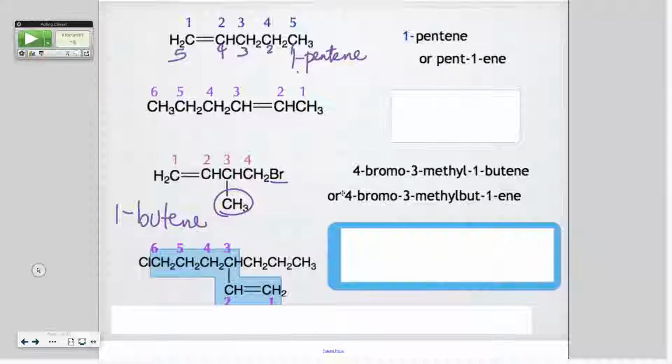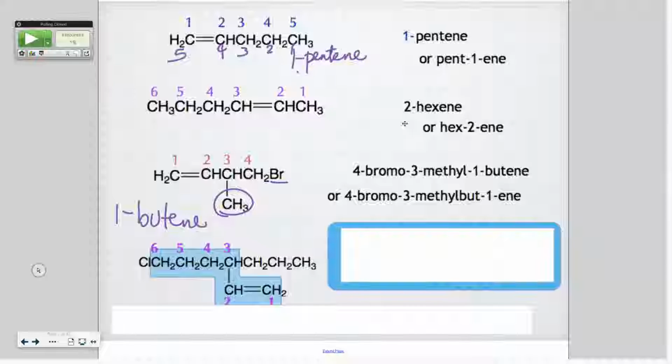So what's the name of this one? The second one. 2-hexene, or hex-2-ene. Whichever one you want to do.